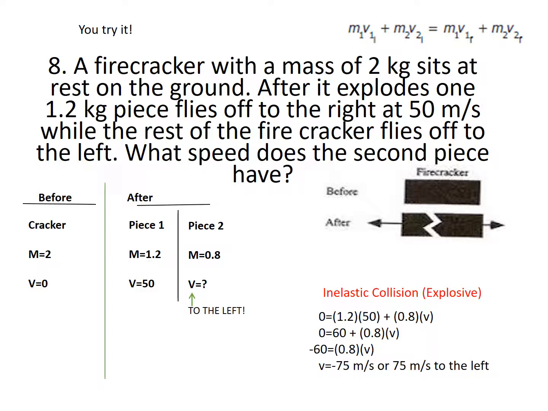The reason we have 0 here is because our mass before was 2 times 0, which is 0. And we have piece 1, which was 0.1 times 50, plus piece 2, which is 0.8 v. So we do our math here. 0.1 times 50 is 60, plus 0.8 v. To get rid of the 60, we have to subtract it from both sides. That's how we get negative 60 on the left. And then to get v by itself, I have to divide both sides by 0.8. So 60 divided by 0.8 gives us our final answer, which is negative 75 meters per second, or 75 meters to the left.